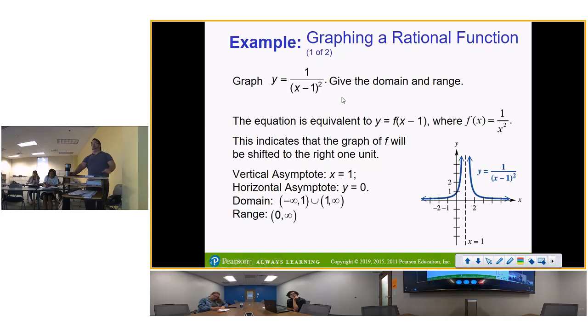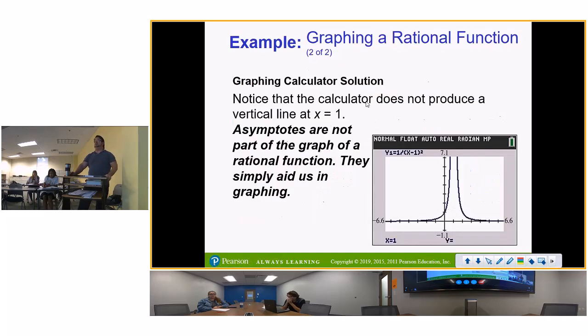Here's one right there. Now, if you noticed, you're getting quadratics on the bottom. Are your shortcuts, your reverse FOIL, your complete the square going to come into play? Yes. And asymptotes are not part of the graph. You got imaginary, put them in there.